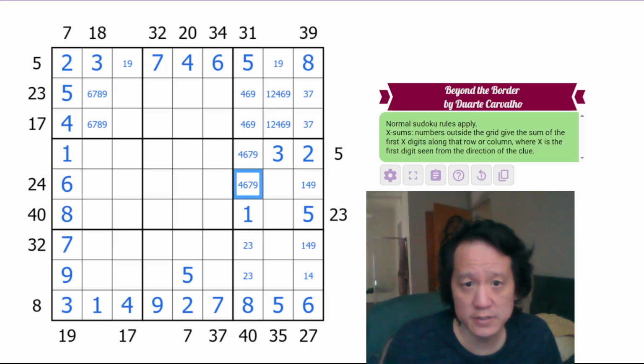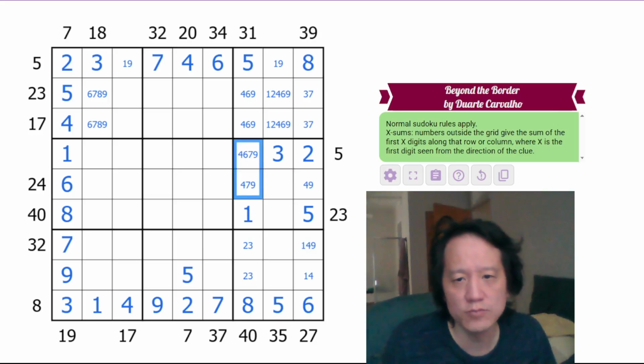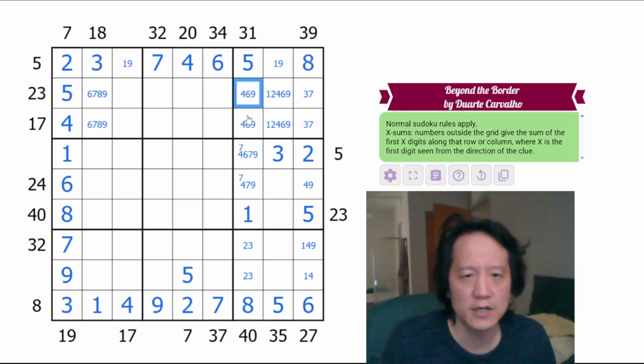This 6 eliminates 6 here. This 1 eliminates 1 in the box. So a guaranteed one of these is a 7 because it cannot be 7 here. This is 2 and 5.